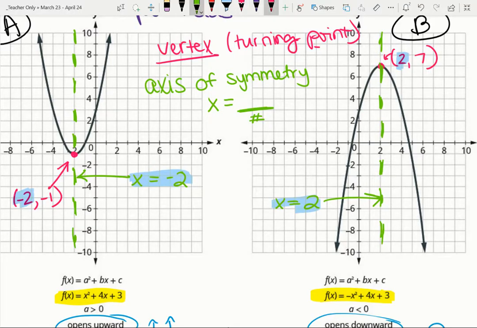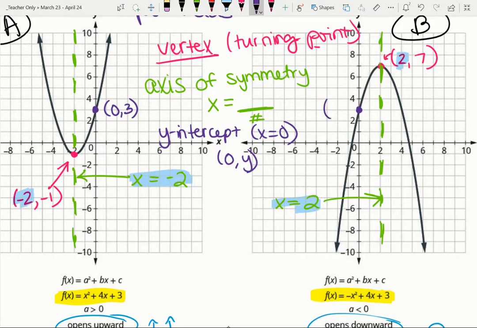Some things that are not unique to parabolas, some features that you've heard before. One of those is the y-intercept, right? That's where it crosses the y-axis. That's where x is equal to 0. So for graph A, we've got the y-intercept right here at the point 0, 3. And remember, as a coordinate point, we always want to write it as an x and y pair, 0, y. For graph B, we've also got the same y-intercept. That's kind of funny, I didn't even realize that. 0, 3. So just make sure that we have those coordinate points exactly as they should be.